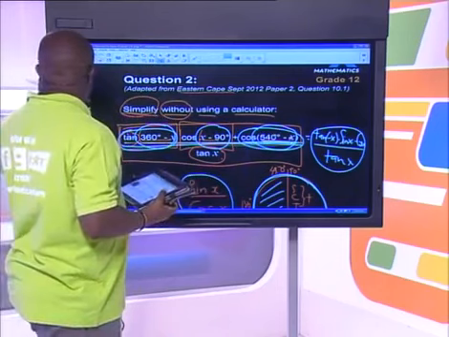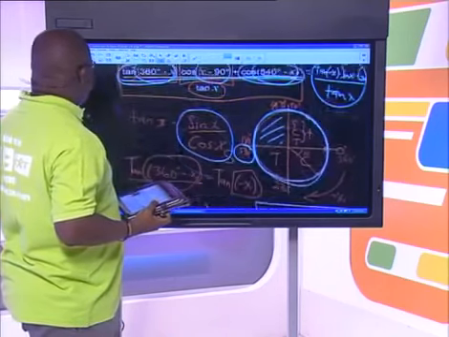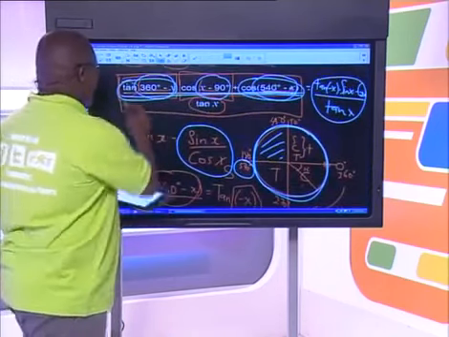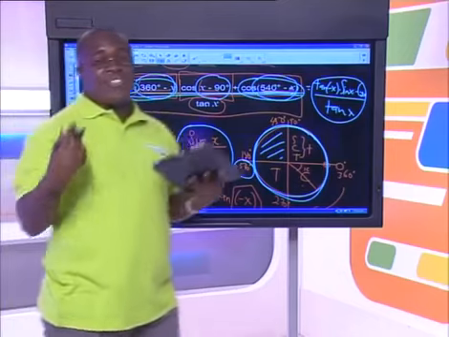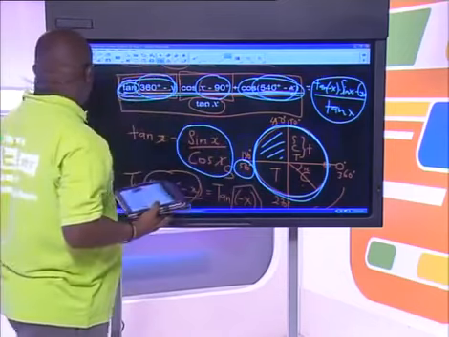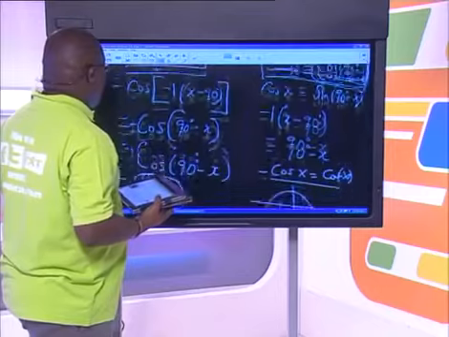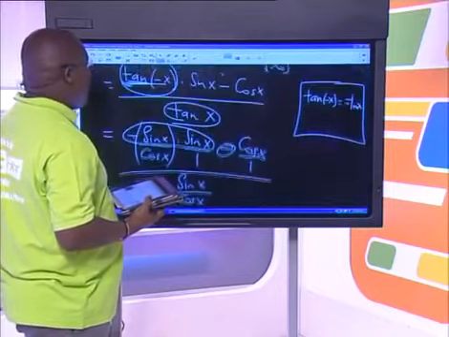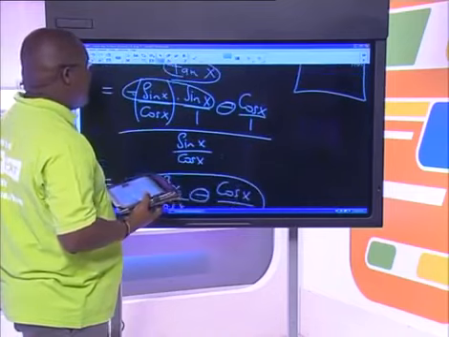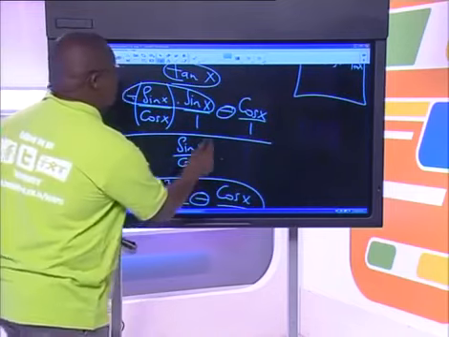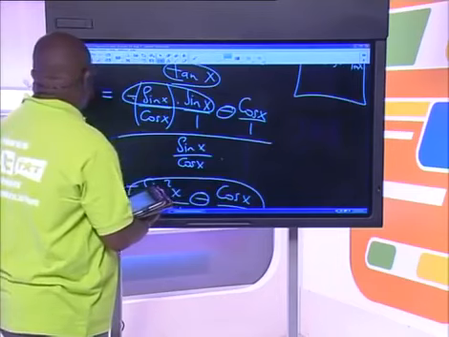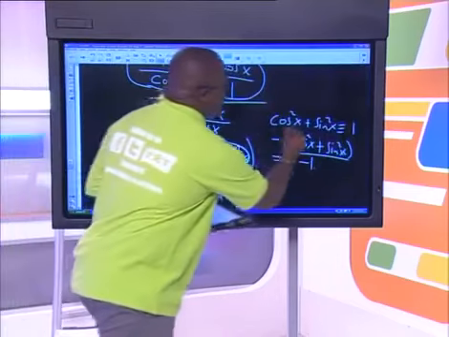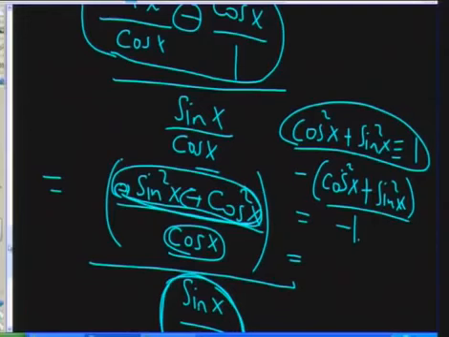We did that, and then we went on to simplify tan and expressed it in terms of sine and cos, which we did successfully, right? Then after that, we simplified by crossing out like terms and also using our identity, sine squared plus cos squared equals 1, and we got our answer.